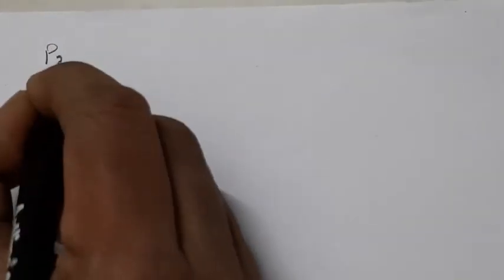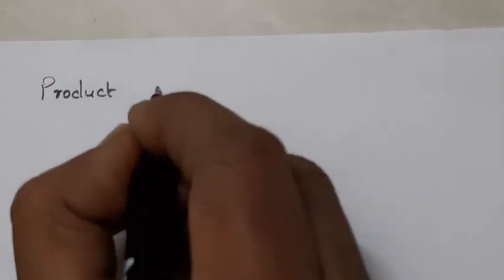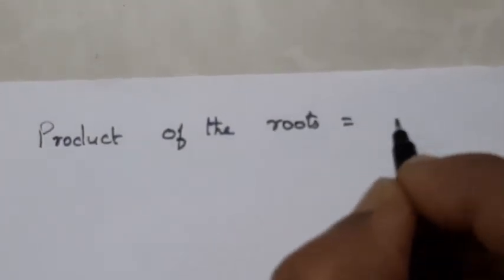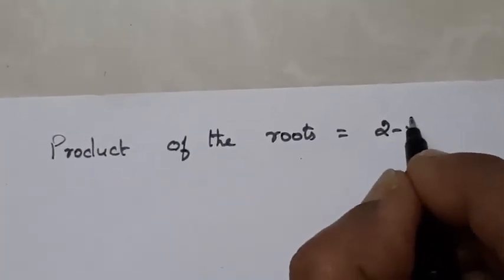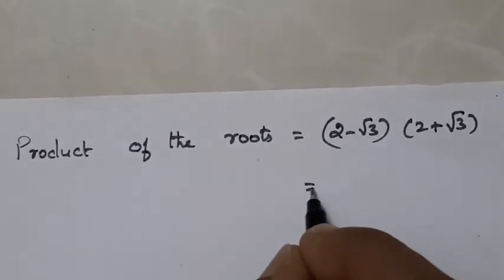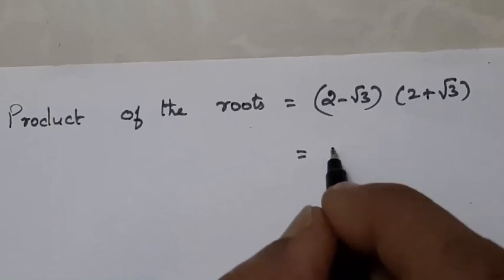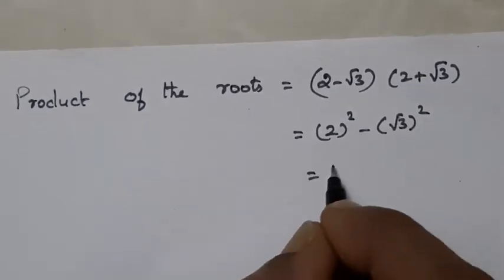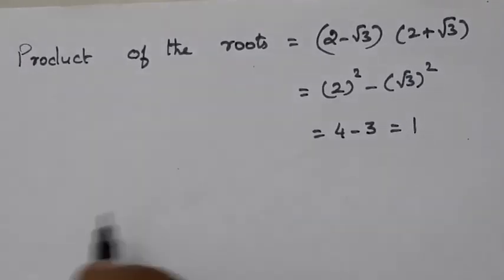Then product of the roots. Product of the roots is (2 minus root 3) into (2 plus root 3). So it is of the form (a plus b) into (a minus b). So a squared minus b squared, that is 4 minus 3, which is equal to 1.